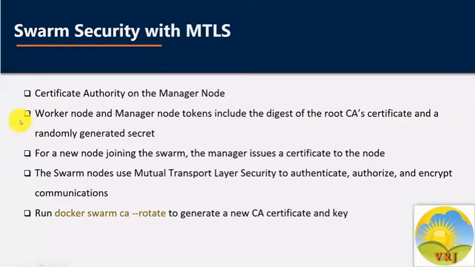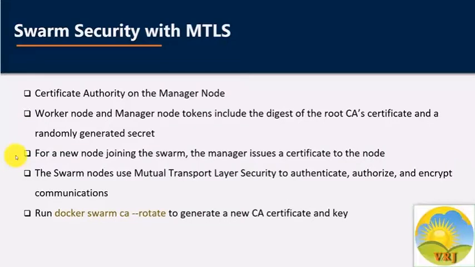The worker node and the manager node tokens include the digest of the root CA's certificate and a randomly generated secret. When a node joins a swarm, the joining node uses the digest to validate the root CA certificate from the manager node. The manager node uses the secret to ensure the joining node is an approved node. Each time a new node joins the swarm, the manager issues a certificate to the node.